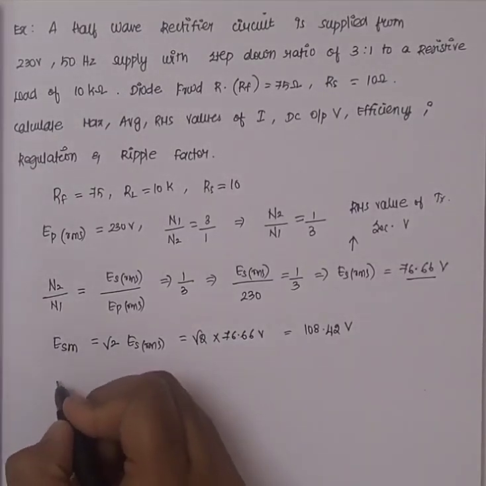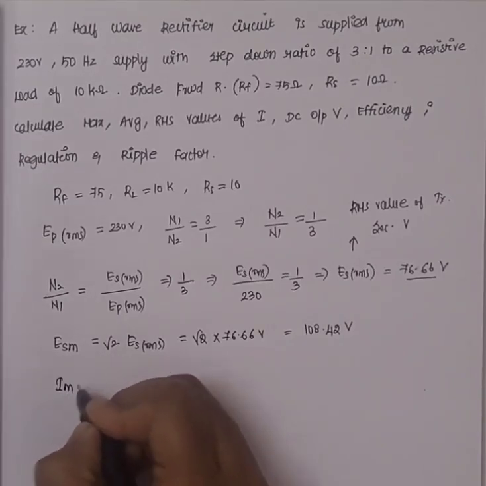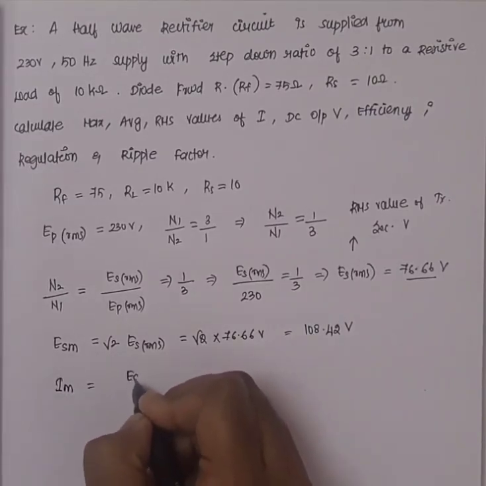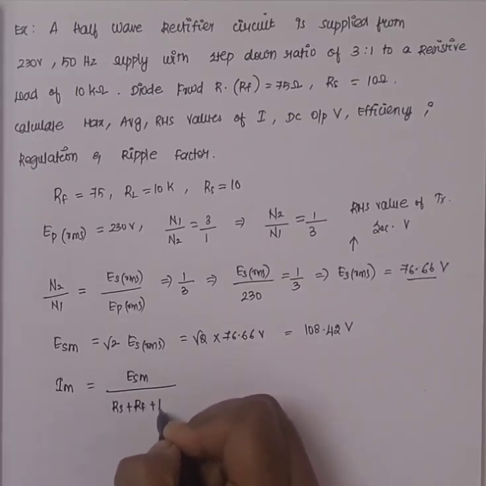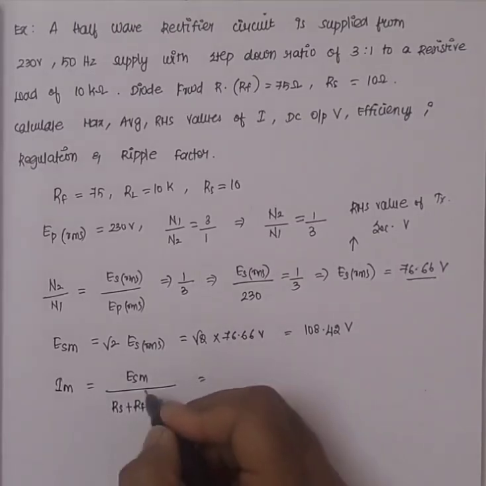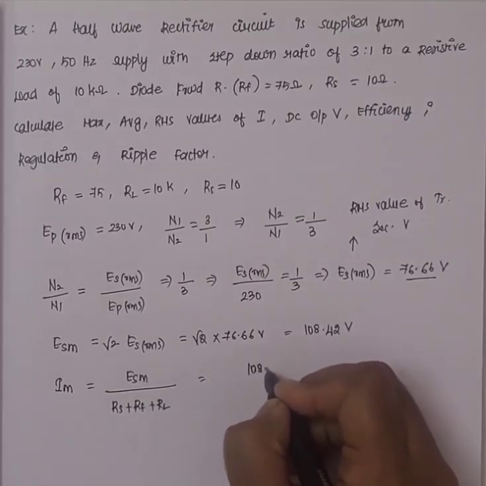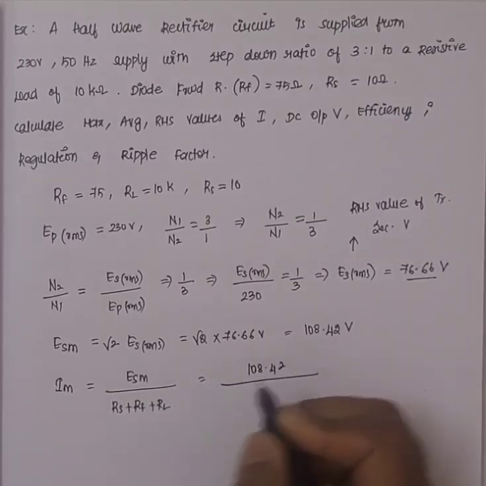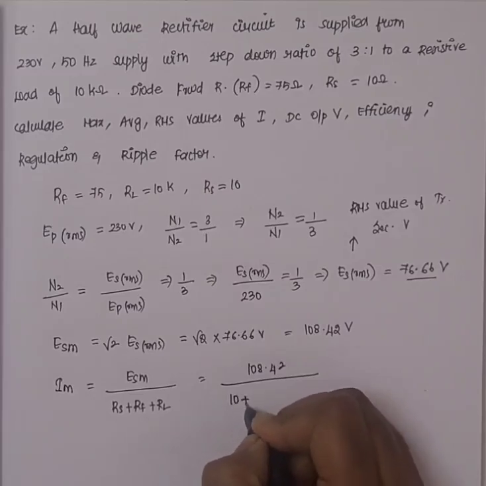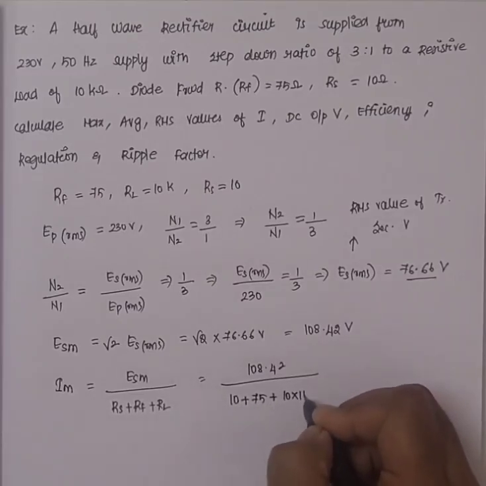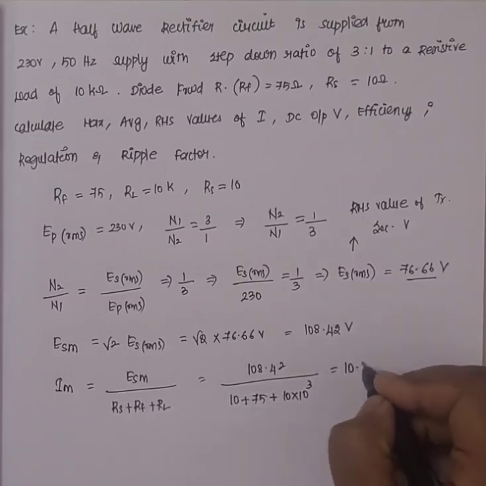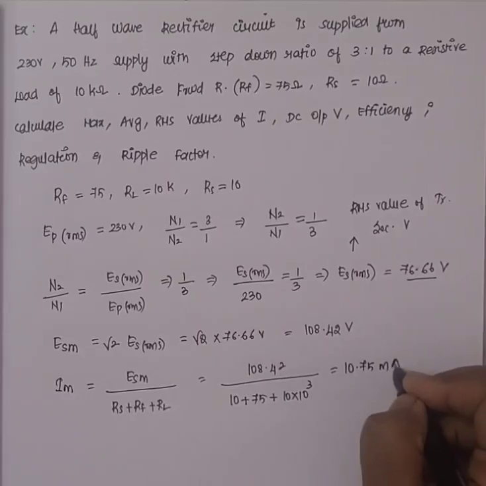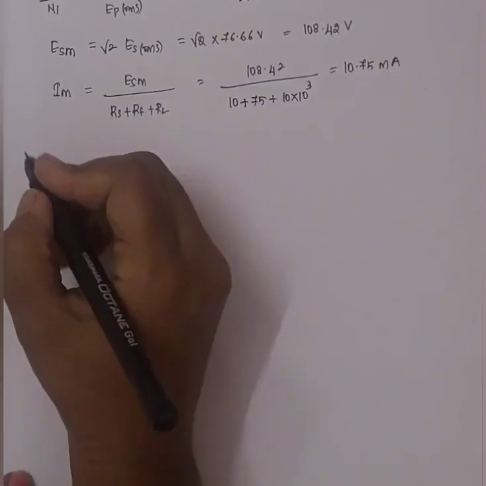Now let us calculate the value of IM, the maximum current value, which is equal to ESM divided by RS plus RF plus RL. ESM is 108.42 divided by RS is 10 plus RF is 75 plus RL is 10 into 10 power 3, since it is kilo ohms. Solving this, we will get 10.75 milliampere, since it is current.